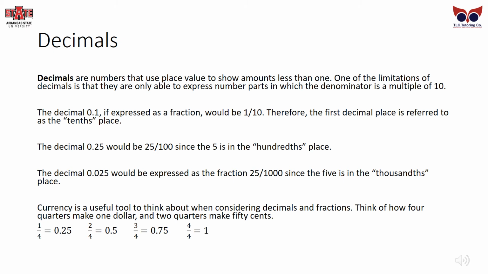The decimal 0.25 would be 25 over 100, since the 5 is in the hundredths place. The decimal 0.025 would be expressed as the fraction 25 over 1000, since the 5 is in the thousandths place. Currency is a useful tool to think about when considering decimals and fractions. Think of how 4 quarters make $1 and 2 quarters make 50 cents.